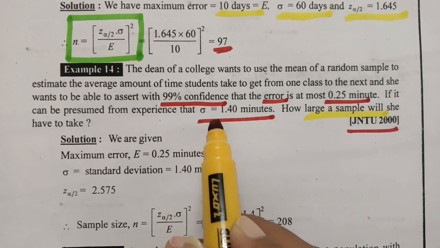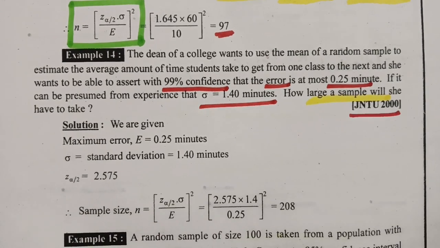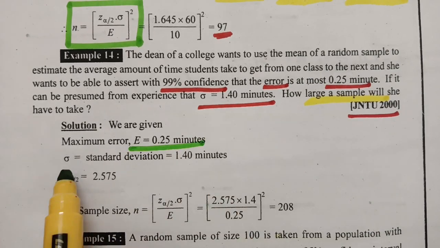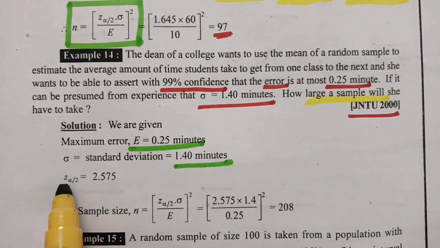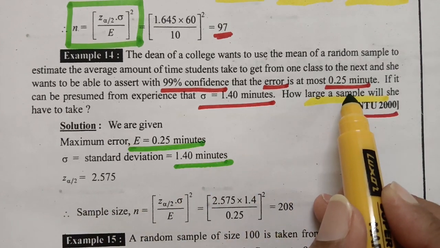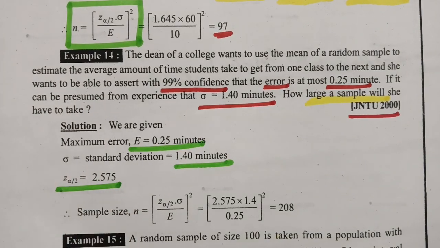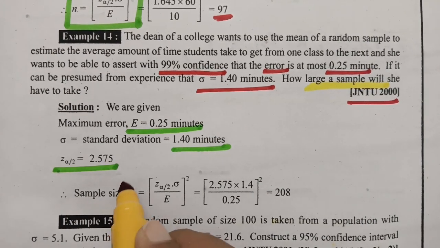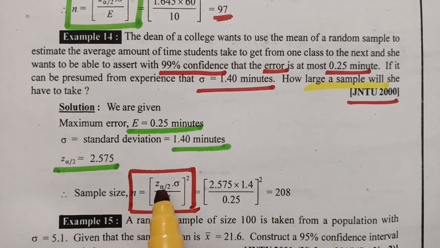1.40. So using this data, see what all is given in the question: maximum error is 0.25 minutes, standard deviation is 1.40 minutes, and for 99% confidence, Z alpha by 2 is equal to 2.575. As usual, the sample size formula is n is equal to (Z alpha by 2 into sigma by E) whole square. What is Z alpha by 2?